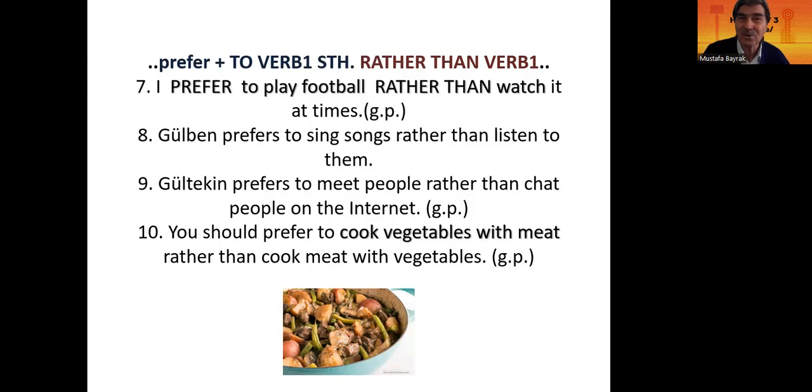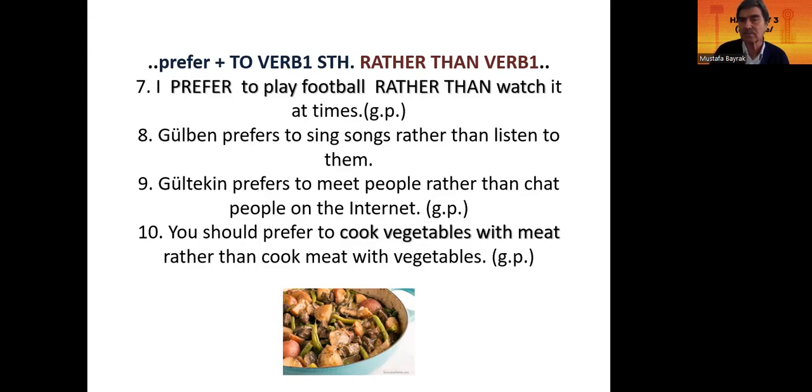For example, I prefer to play football rather than watch it at times. Yeah, this is also a little bit confusing and it is also possible. I prefer to play football rather than watch it. After rather than, you don't see to, but here I prefer to play football rather than watch it at times. Gülben prefers to sing songs rather than listen to them. Okay. Just only prefer, and it again also expresses the general preferences, GP, but this time we use infinitive. I prefer to play. Gülben prefers to sing.